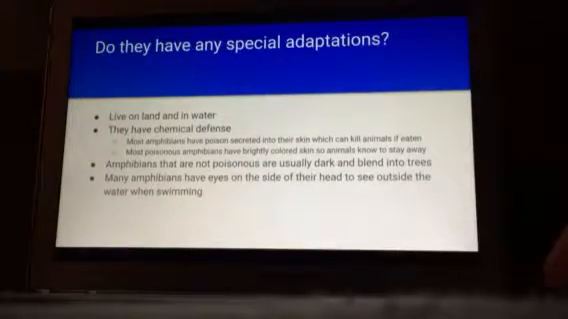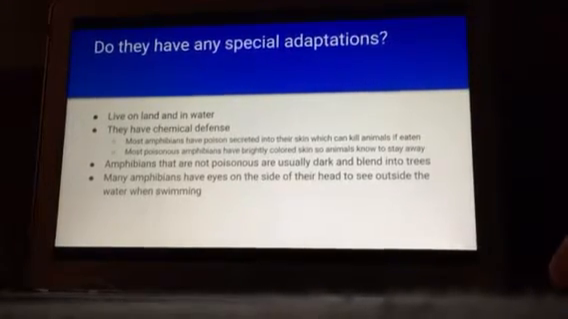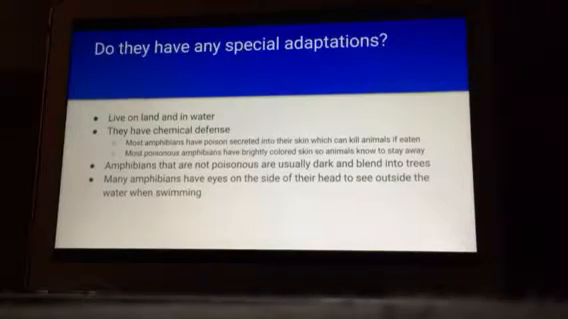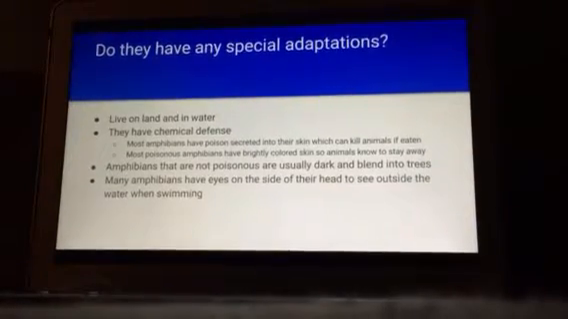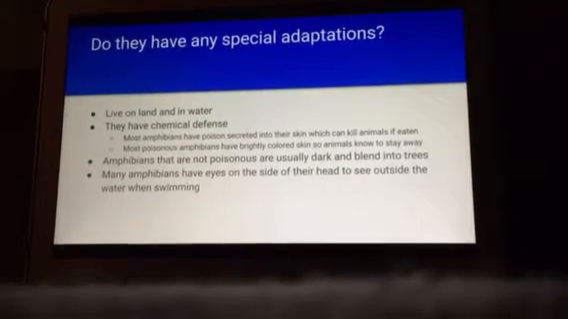Do they have any special adaptations? They live on land and in water. They have chemical defenses. Most amphibians have poisons secreted into their skin, which can kill animals if eaten. Most poisonous amphibians have brightly colored skin, so animals know to stay away. Amphibians that are not poisonous are usually dark and blend into trees.